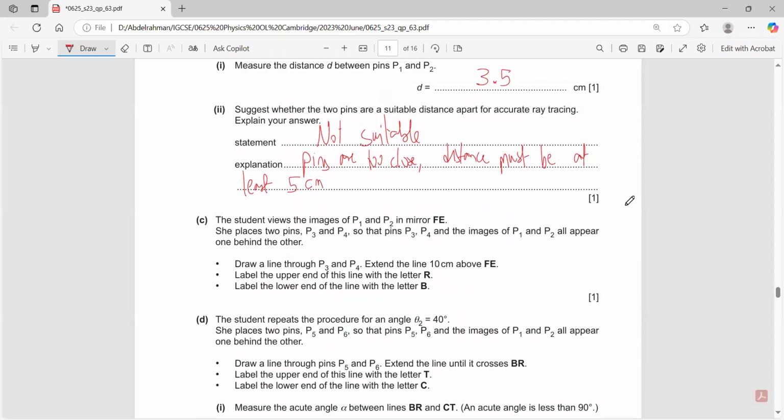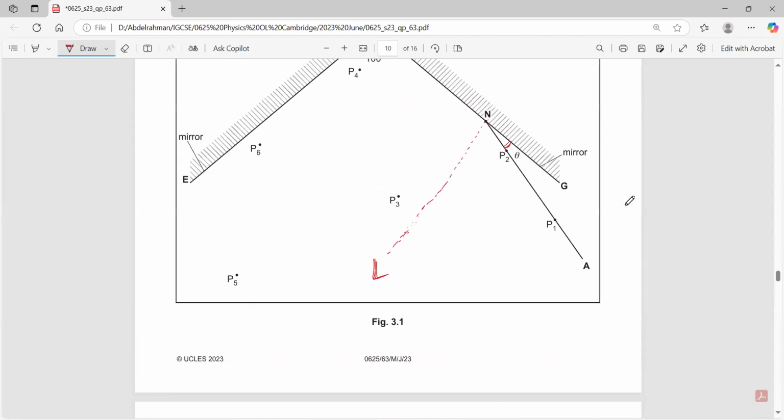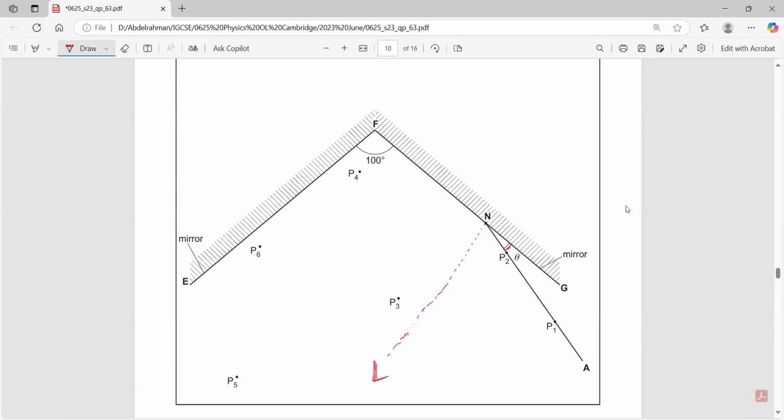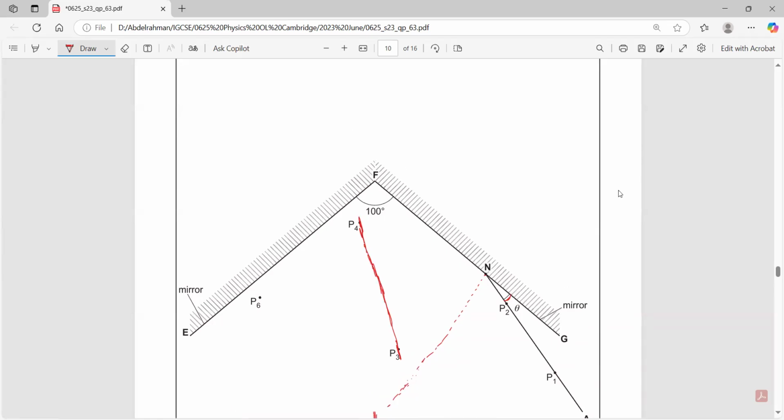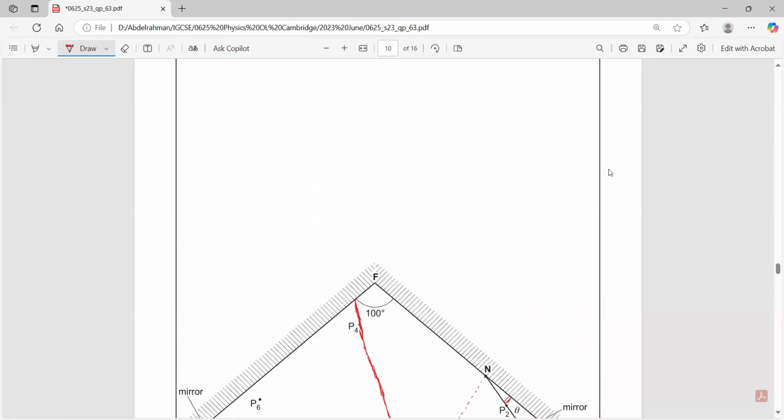Using the images of P1 and P2, draw a line through P3 and P4. Extend the line 10 centimeters above FE. You have to be very accurate while measuring the distance above FE. So you have P3 and P4. Draw the line from P3 to P4 using the ruler, definitely. And then extend it 10 centimeters above FE, until it reaches FE. So you have to measure from this point 10 centimeters.